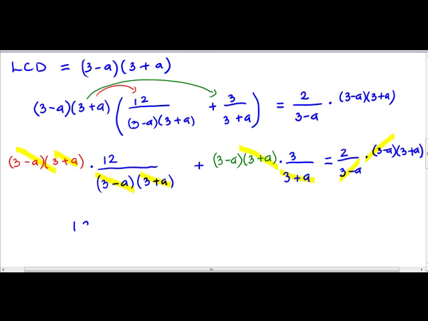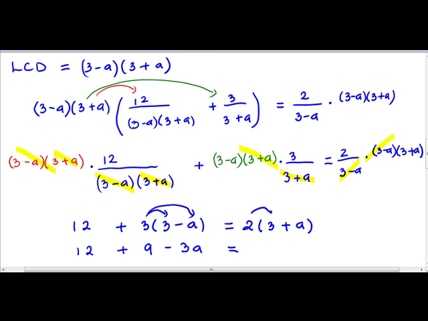So I have 12 plus, for this term here, I'm left with 3 times 3 minus a. So I have 3 here times 3 minus a. Equal, over here I'm left with 2 times 3 plus a. And we simplify. Distribute this in here. I have 9 minus 3a equal to 6 plus 2a.